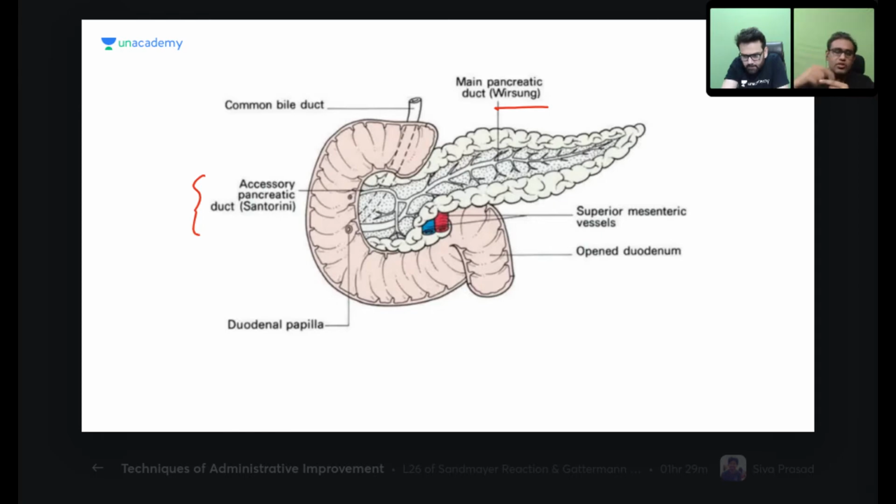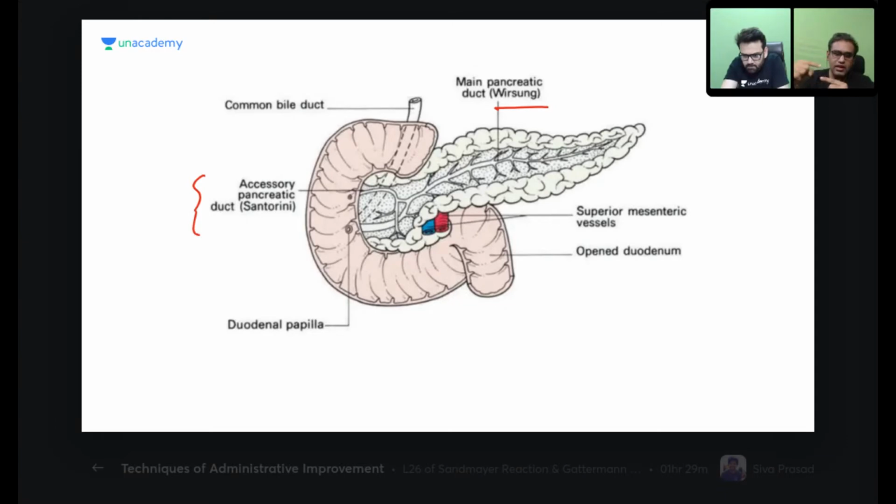So if the question comes, the duct of Wirsung is formed by the duct of the ventral bud, the cross communicating duct, and the distal part of the dorsal pancreatic duct. These three things combine to form the main pancreatic duct.